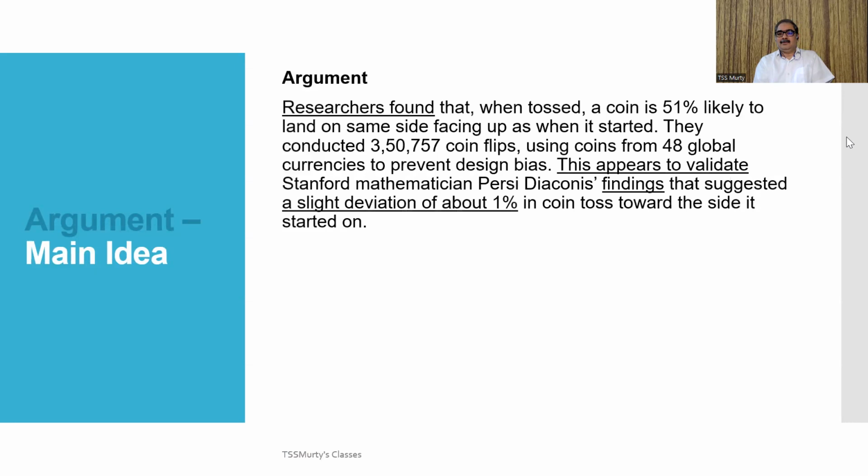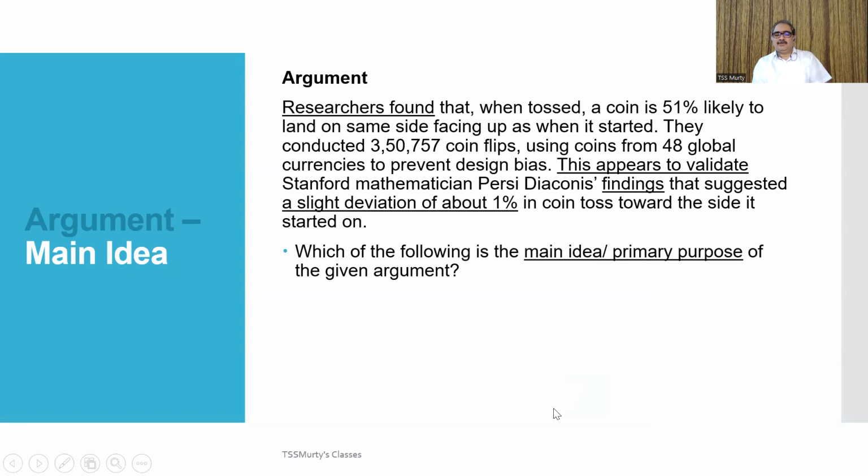Here is the argument. You've already seen this argument, so I'm not getting into the details of the underlying parts here. To put it in short, researchers found something. This appears to validate the Stanford mathematicians' findings as well. This is what the given argument is. The question asked here is, which of the following is the main idea or the primary purpose of the given argument? Let's go into the choices and find out what each of the choices would say.